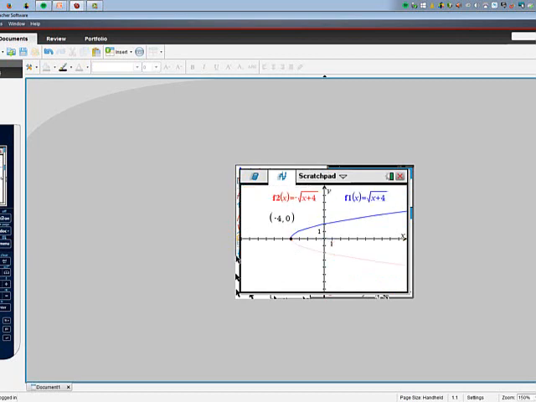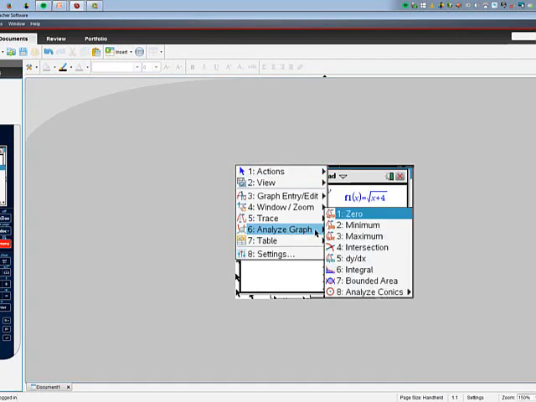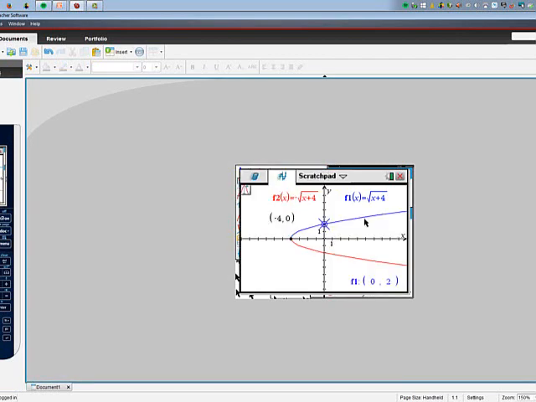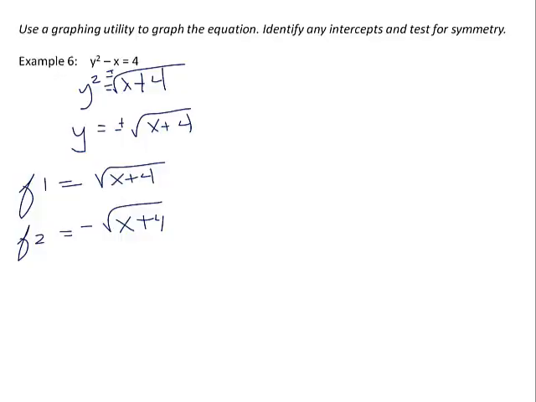Alright, so we said that we know from our graph we had x-axis symmetry, and that we had an x-intercept at -4, 0, and y-intercepts at 0, 2, and 0, -2. Or you could write plus or minus, that would work as well. Alright, we got to find the points of intersection.